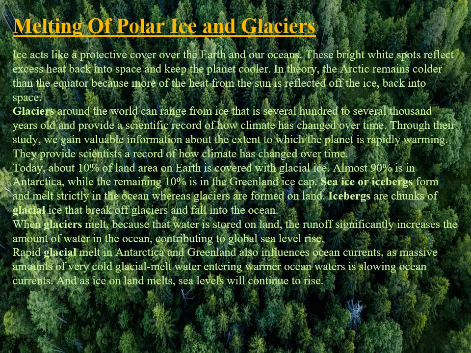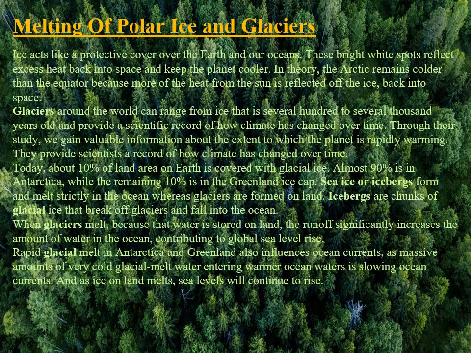Sea ice and icebergs form and melt strictly in the ocean, whereas glaciers are formed on land. Icebergs are chunks of glacial ice that break off glaciers and fall into the ocean. So when glaciers melt, because that water is stored on land, the runoff significantly increases the amount of water in the ocean, contributing to global sea level rise.